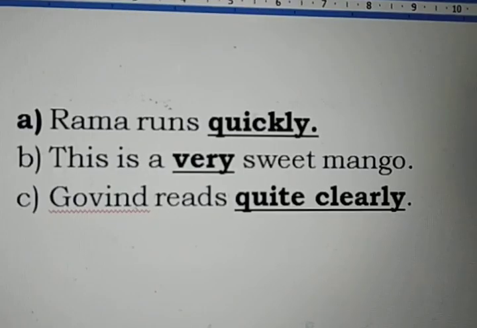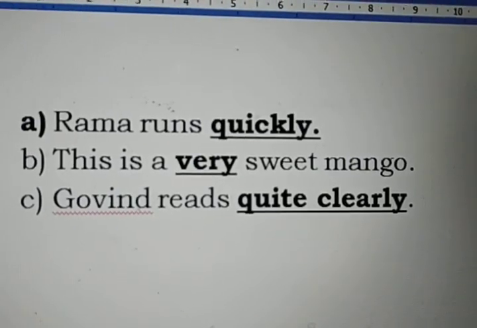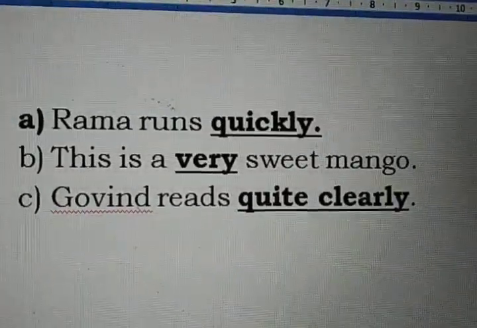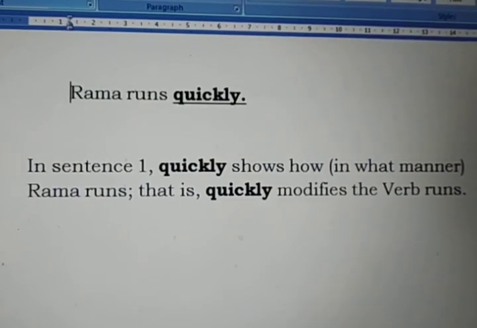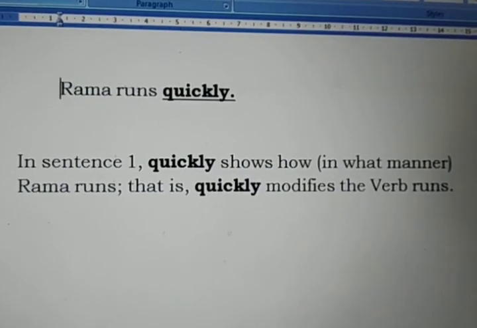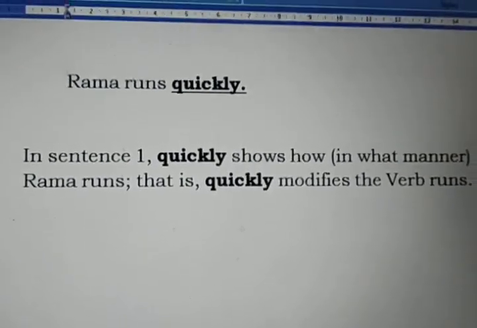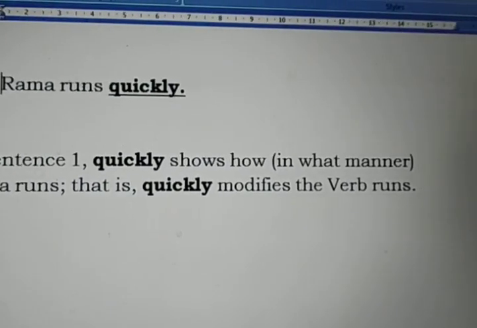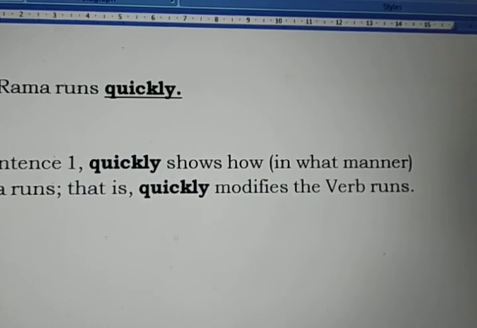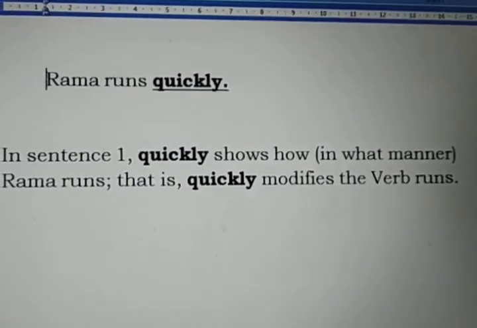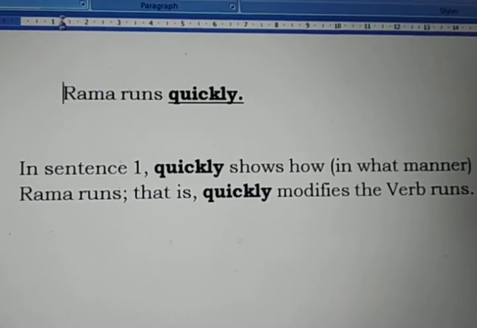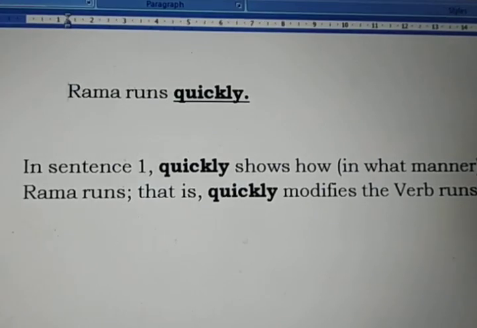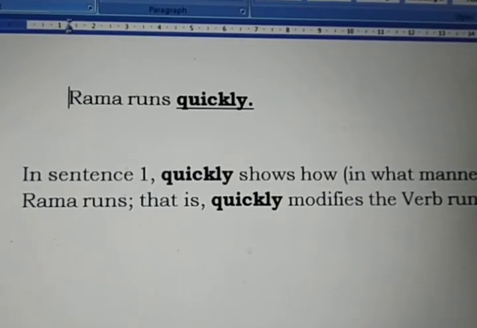Now one by one I tell you what these sentences contain. First sentence, Rama runs quickly. In sentence 1, the word quickly shows how, means in what manner, किस तरीके से, how or in what manner the subject Rama runs. इसमें जो राम है वो किस तरह दौड़ता है. The answer is quickly.